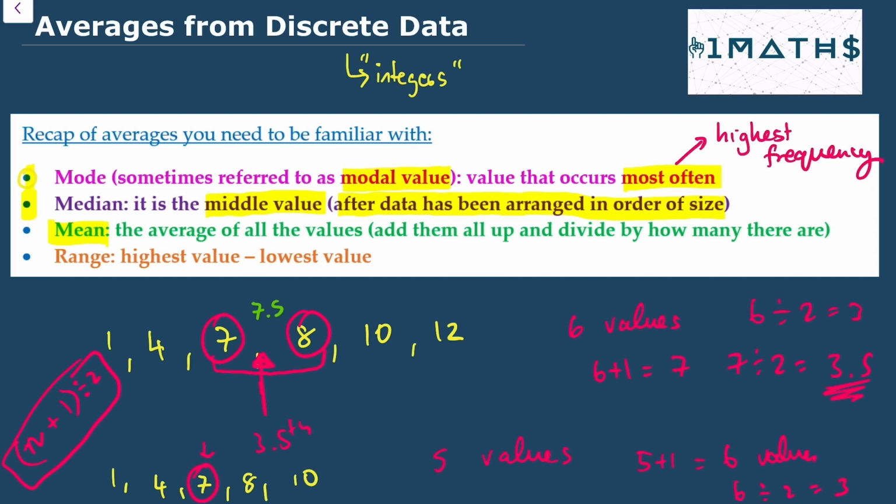Now, again, I just need to add a little note here. The range isn't an average. These 3 are averages, right? So these 3 always have to be similar in size. They have to be close together. The range is actually a measure of spread. It's how spread out the data is. So if I think about all of these values, they're spread out across 12 minus 1 is 11, across 11. That's how spread out they are. Okay.